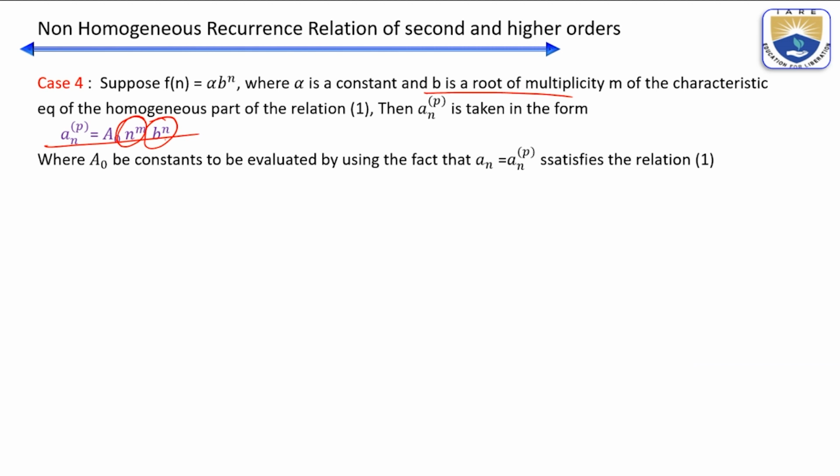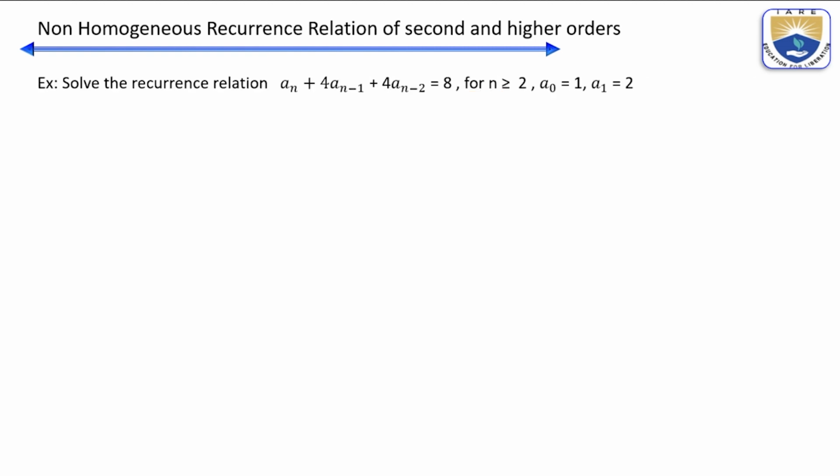Then this is the way that we are going to find the assumed particular integrals. Here, let us consider a non-homogeneous recurrence relation. To solve this non-homogeneous recurrence relation, first of all we are going to find the solution for the homogeneous equation. So for the homogeneous equation, we first make it equal to 0.